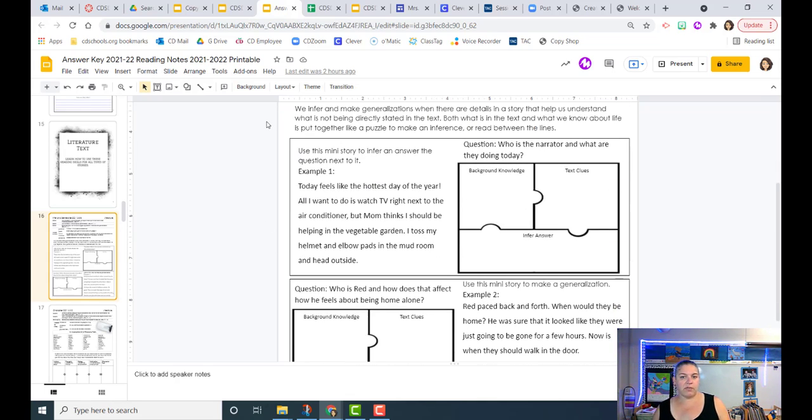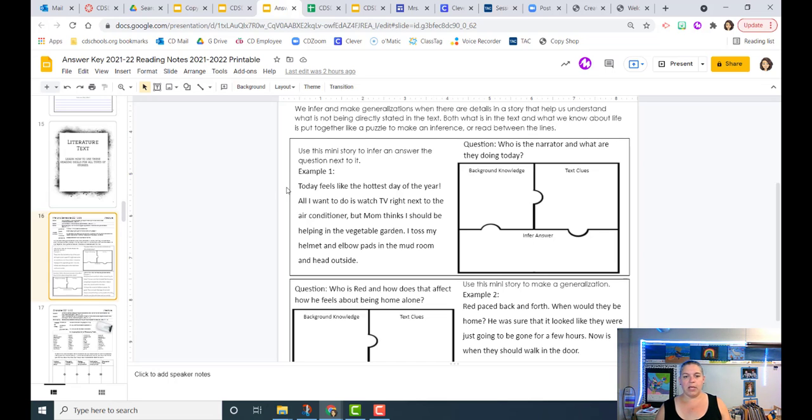So we infer and make generalizations when there are details in a story that help us understand what is not being directly stated in the text. Both what is in the text and what we know about life is put together like a puzzle to make an inference or read between the lines. So we're going to use this mini story to answer the question. The question is, who is the narrator and what are they doing today? So that's what we need to figure out.